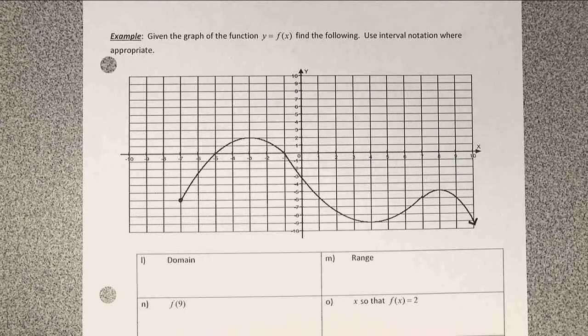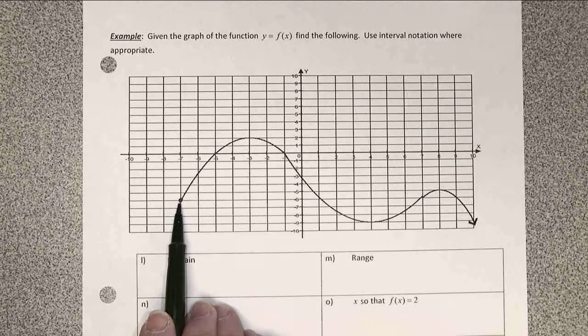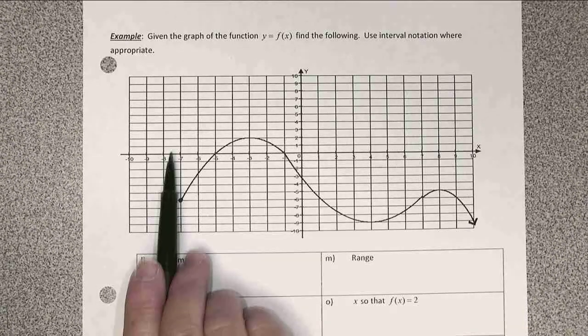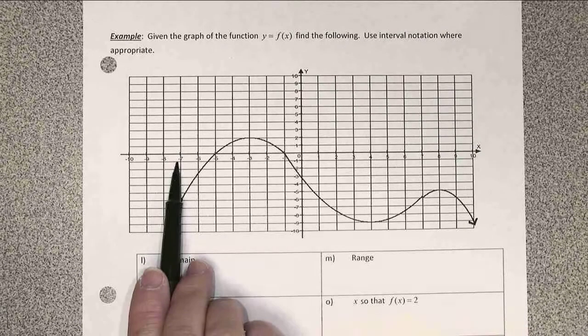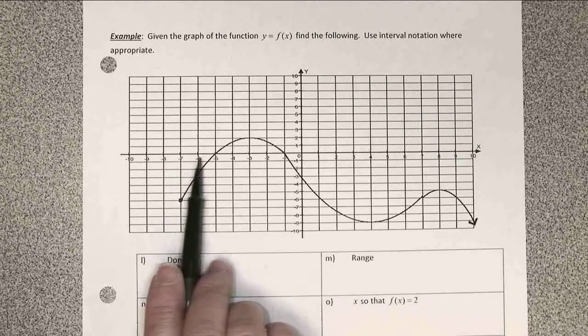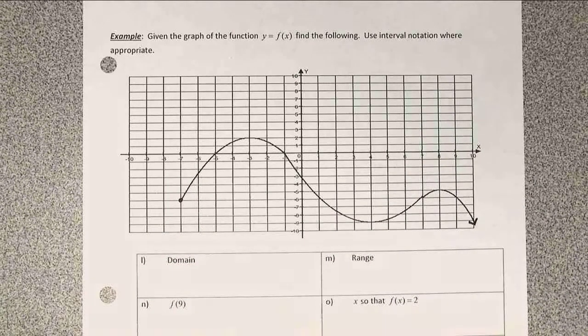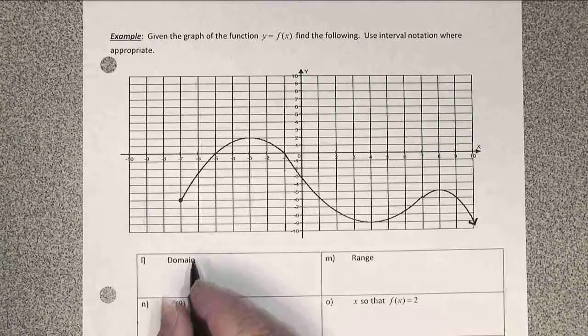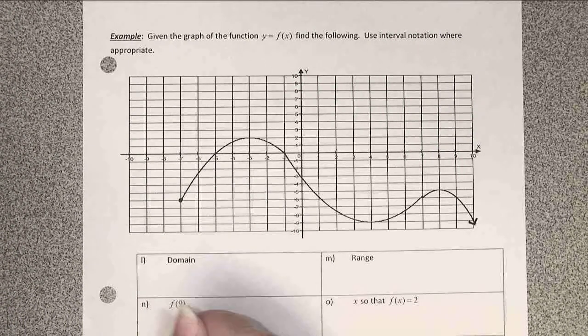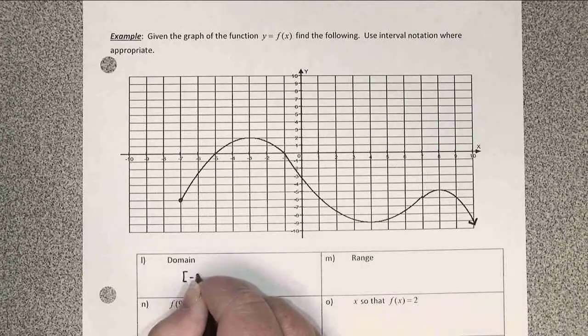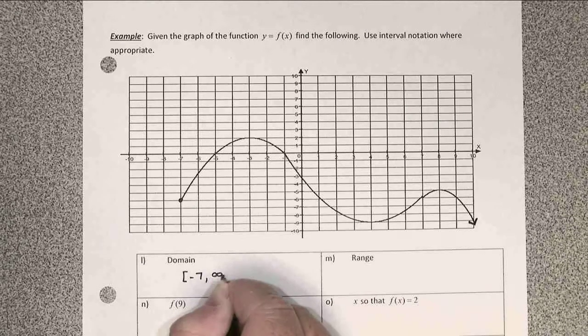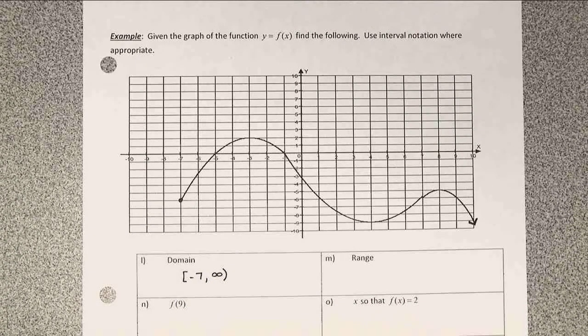That means that when I look at the domain, the smallest x value that has a point on this graph right here would occur at -7. Then all the x values from there on will continue to correspond to points on the graph. This is a solid dot, so I will include the -7. On and on to infinity.